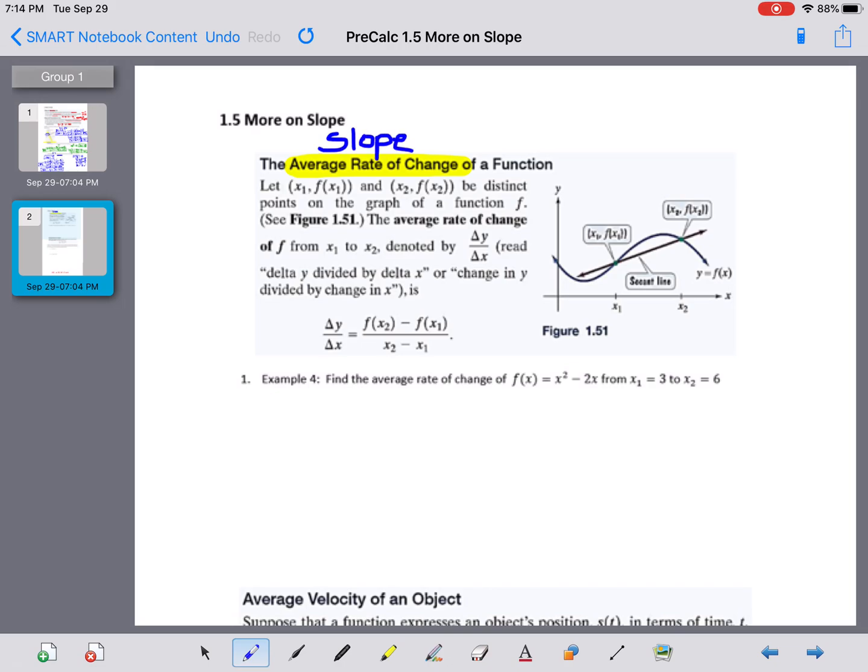So when we're finding that, if we look at this big box, what is this? Notice it says x1 and the function of x1 and x2 and the function of x2. It just means x and the y that goes with it. X and the y that goes with it. That's really all it means, okay?